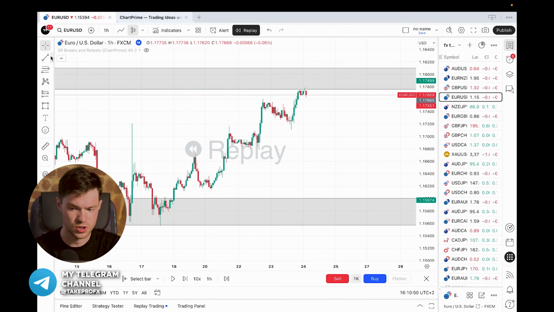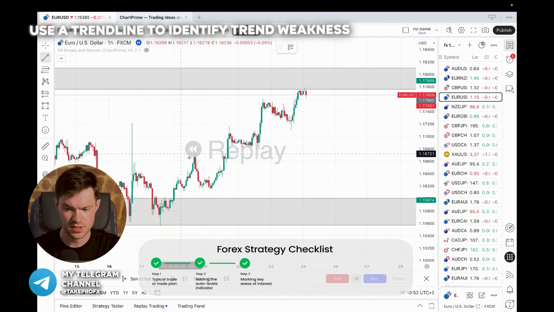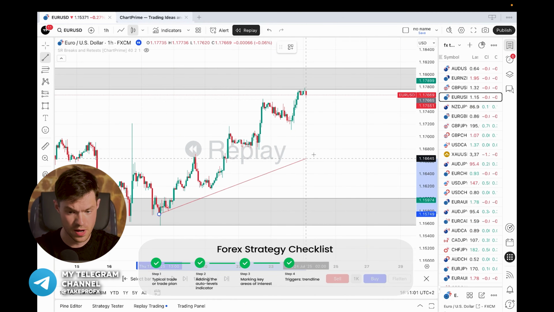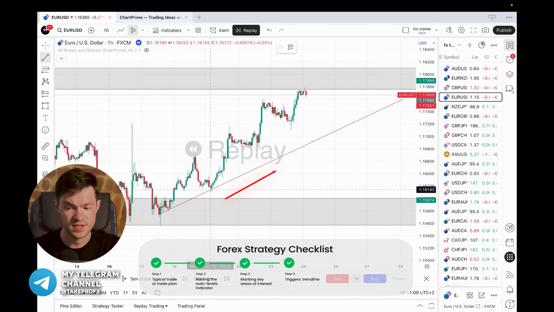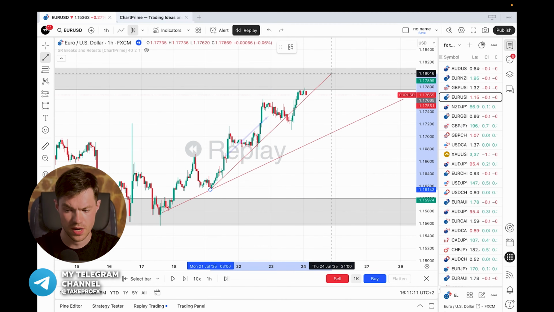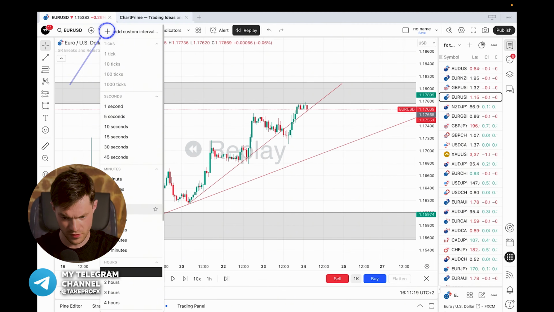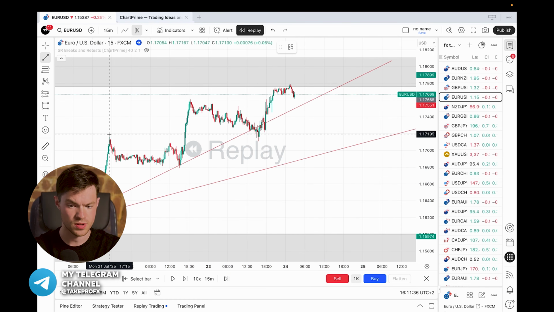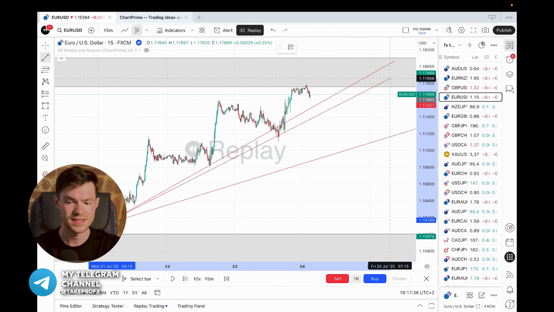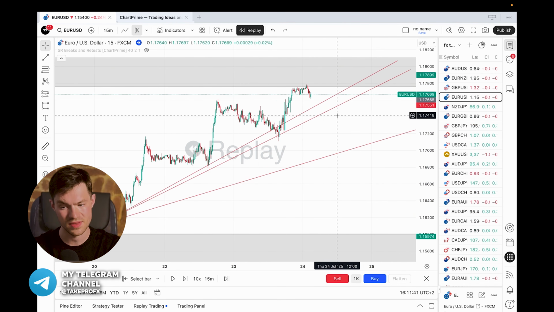Well, today I'm going to use one tool to determine trend weakness, and that's a trend line. Right now I can start drawing different trend lines through a few major trend points. These are the places where we have price turning around. We can switch to the 15-minute time frame for more accurate trend lines. My friends, remember, only the 15-minute time frame relative to the older time frames gives you real control over the situation, because at the current moment I can draw several trend lines for myself, or draw them through several different tops, and see in advance the very weakness in the upward movement.